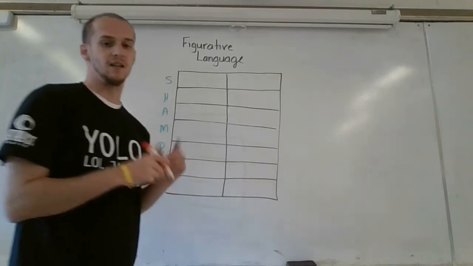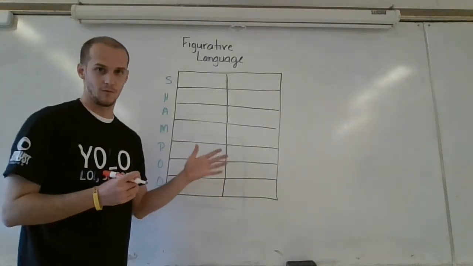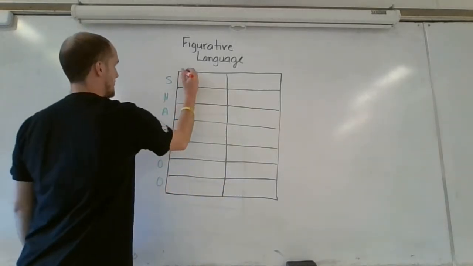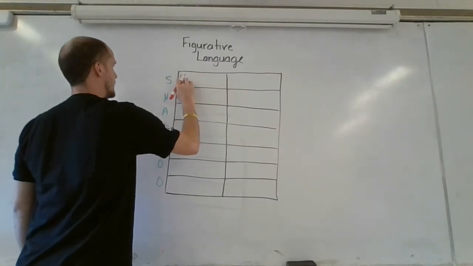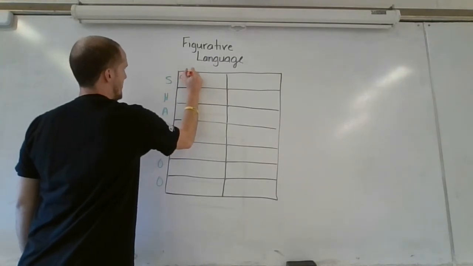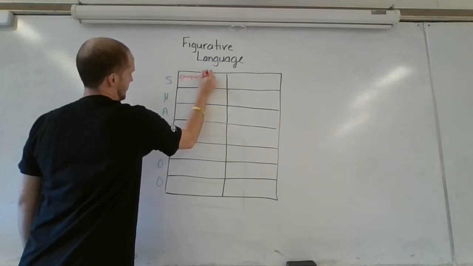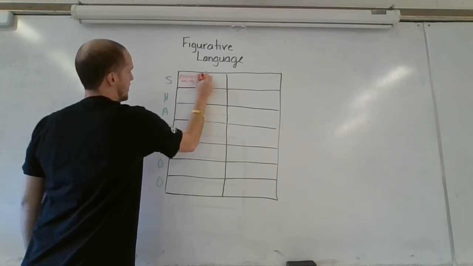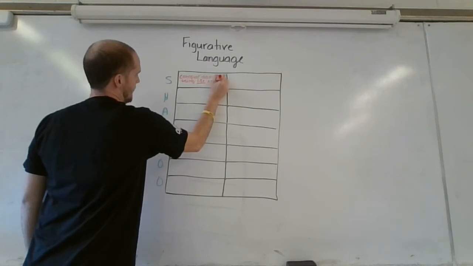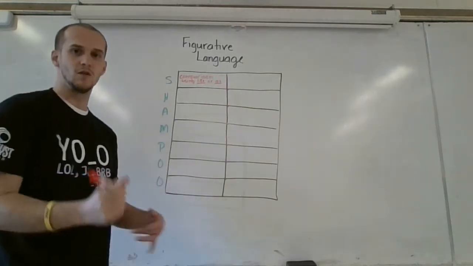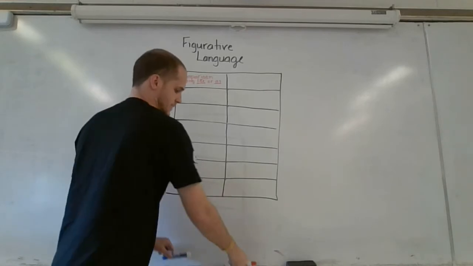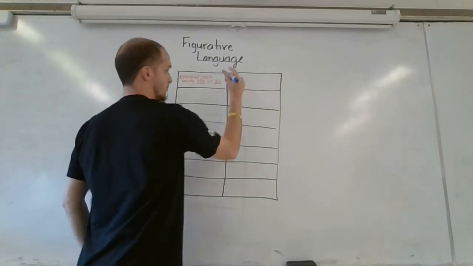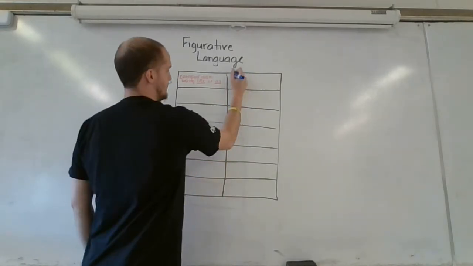And so under the simile flap on the left side, we're going to put the definition of a simile, which is a comparison using like or as. A comparison that uses like or as. And so, for example, we're going to put the examples on the right side.